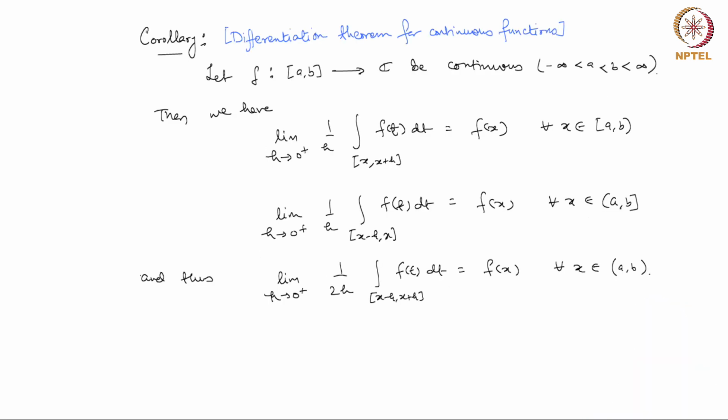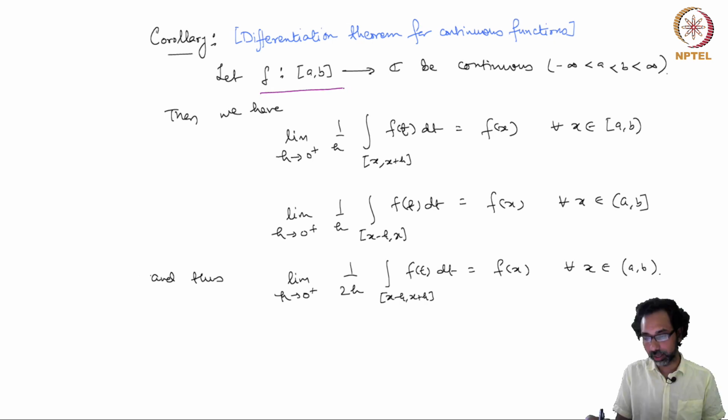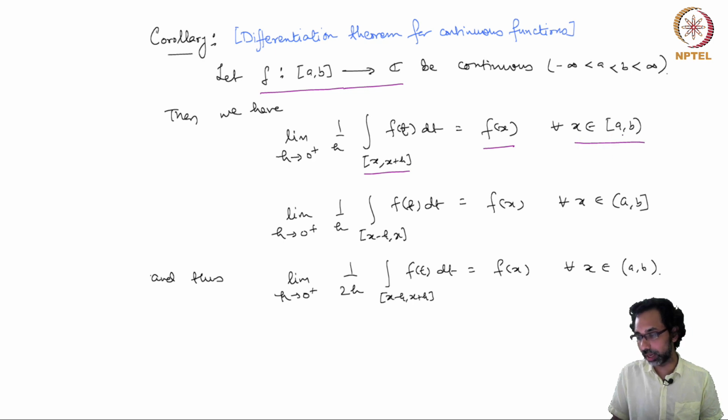So from the proof, we obtained the following corollary, which is called the differentiation theorem for continuous functions, and it says that if f is a continuous function on a compact interval with values in the complex numbers, then the limit as h goes to 0 from the right of 1 over h times the integral of f over the interval x to x plus h is exactly f(x). This is for all x in [a,b) where a is included and b is excluded.